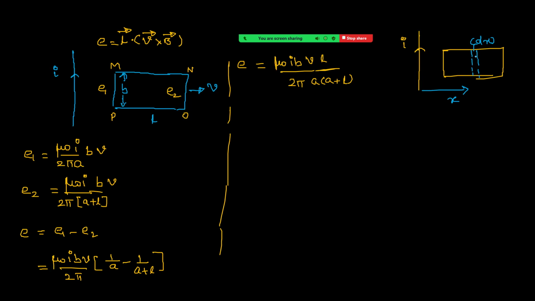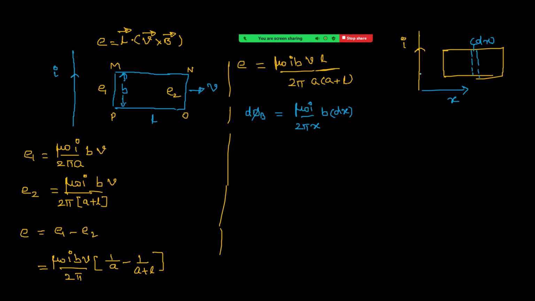Now the flux through that rectangle, I'm taking as dφ. Magnetic flux is equal to B, which is μ₀I by 2πx, times the area, which is b into dx. This is the flux through that rectangle. Like this, we have to take all rectangles, from where to where? From this end up to this end.